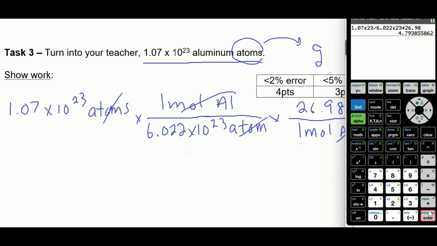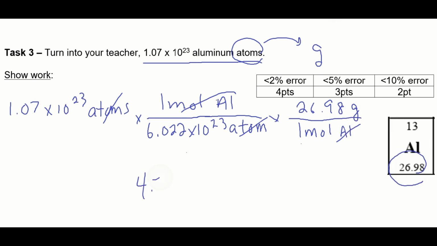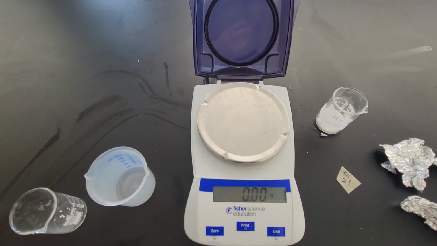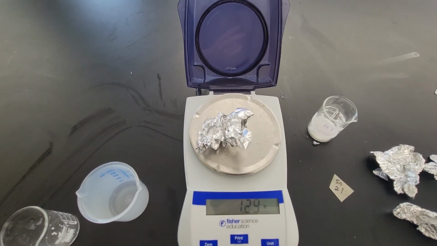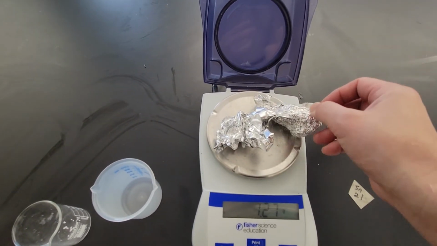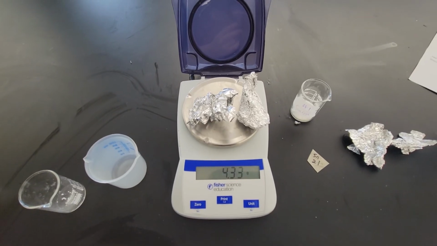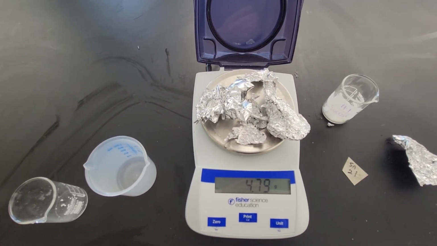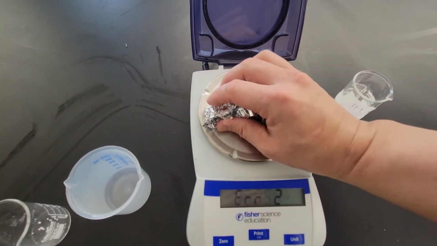All right, so it's 4.79 grams. So we need 4.79 grams of aluminum.